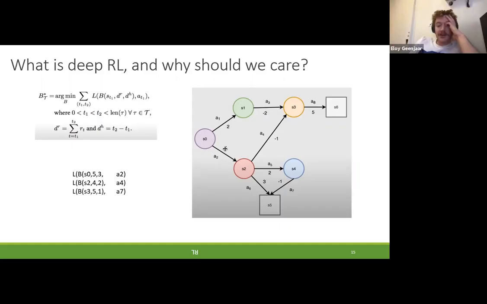One thing that I'm wondering is from S0, you could also just take S1, S3, S6, right? That's also 5 reward in 3 steps.